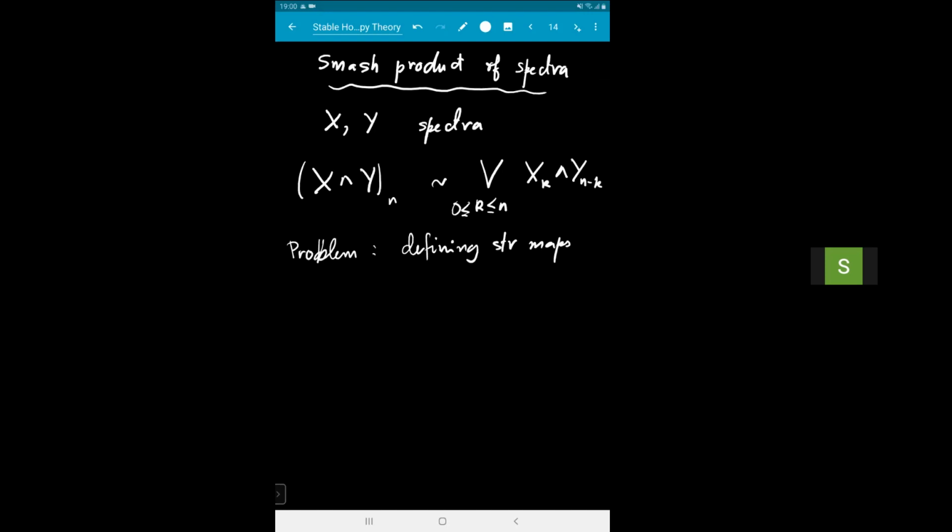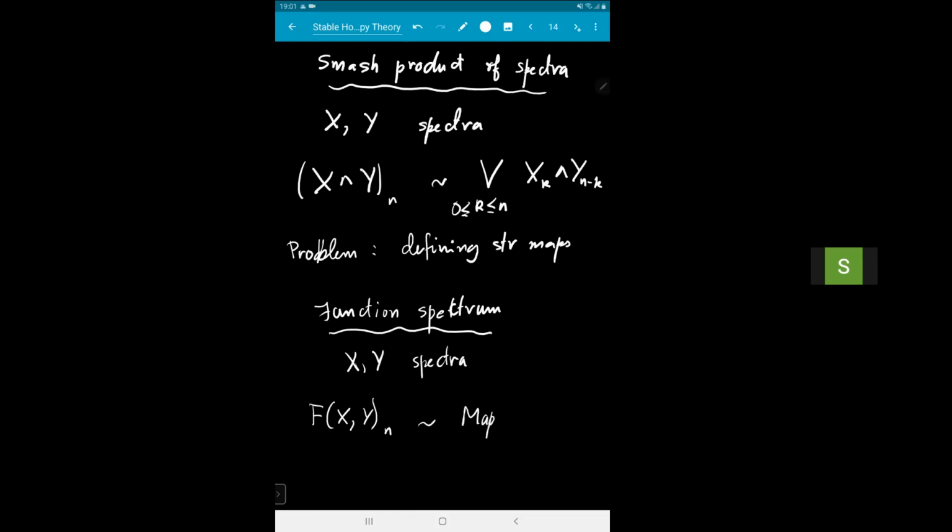Another thing is you want to define a function spectrum, which covers the analog of the mapping spaces. So you need a function spectrum. For spectra X and Y, you can take F(X, Y). The nth space would be something like maps of spectra from X to sigma minus n of Y. Okay, so for this, this will also run into a similar problem.